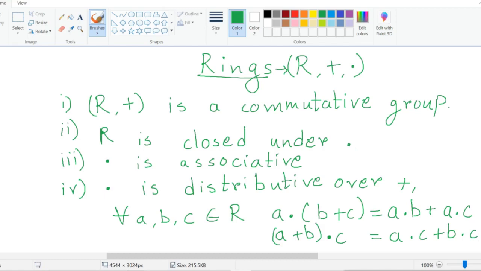Now this might be a little confusing to hear, but it just means that for any three members of R, A dot (B plus C) will mean A dot B plus A dot C. And similarly, for the second option, (A plus B) dot C, from the right hand side if we multiply, we get A dot C plus B dot C. We have seen these properties while working with integers and real numbers as well.